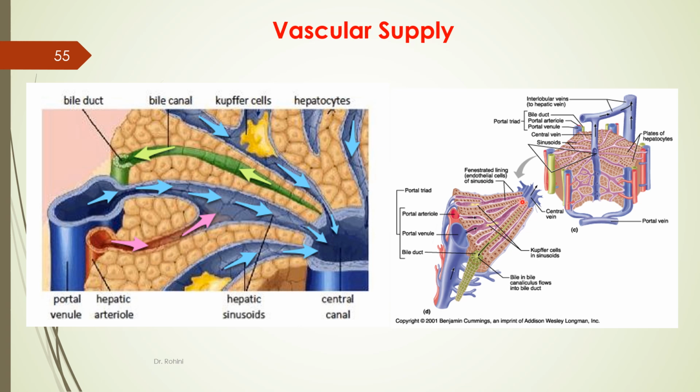We can see these are the central veins. The central venous blood will now drain into the right and left hepatic veins, and these leave the posterior surface of the liver and open directly into the inferior vena cava. So ultimately the central veins go into the hepatic veins and then into the inferior vena cava.